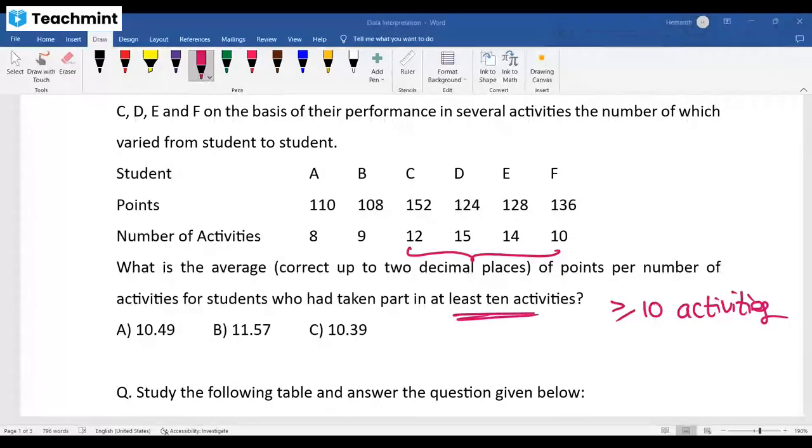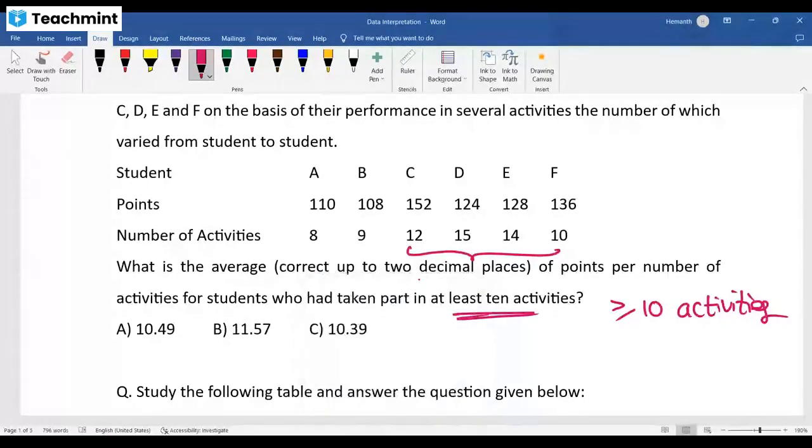152, we have 124, 128, 136. It seems 540. 27, 37, 51. We got 10.59.